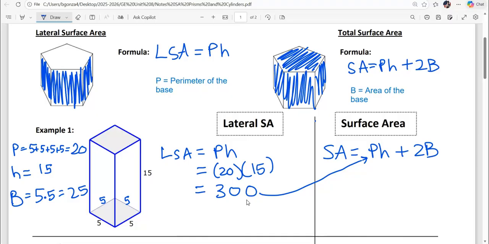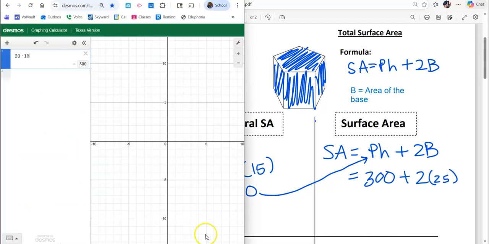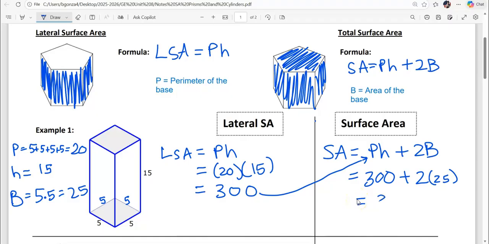So it's going to be 300 plus 2B, which is 2 times 25. And you can just type it in one step: 300 plus 2 times 25. Or 2 times 25 is 50. 300 plus 50 is 350. You could sometimes do some mental math. That's fine. Okay. Now, by the way, both of these are supposed to be units.